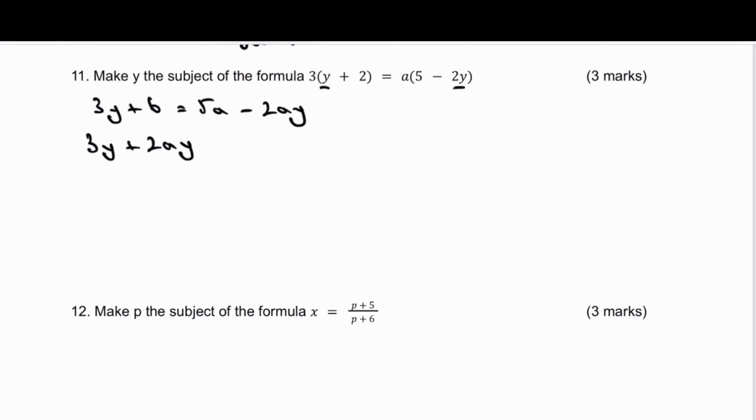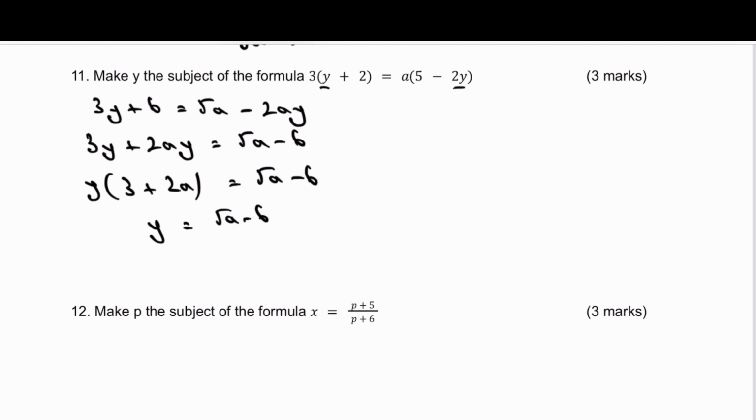I've also got this plus 6 on the left hand side. I'm going to move that over towards the right hand side. I'm going to get 5a minus 6. Going to factorise for y again. I get y(3 plus 2a) equals 5a minus 6. Divide through by 3 plus 2a, and I get y equals 5a minus 6, all divided by 3 plus 2a. Hopefully you're getting the idea now that actually you can factorise and then just divide through. So let's move on then to question number 12.